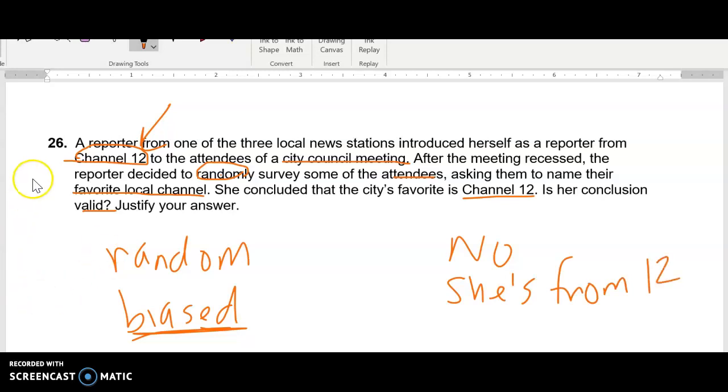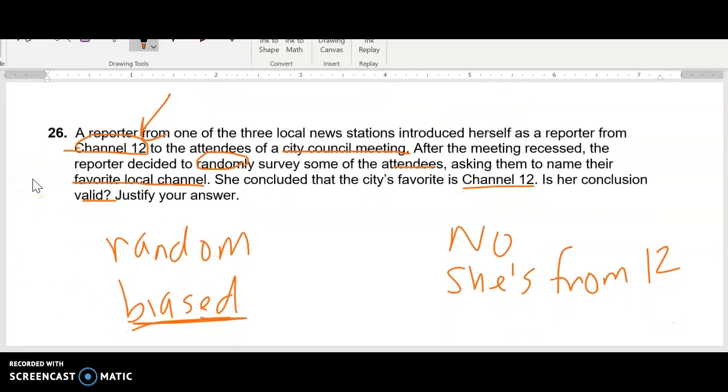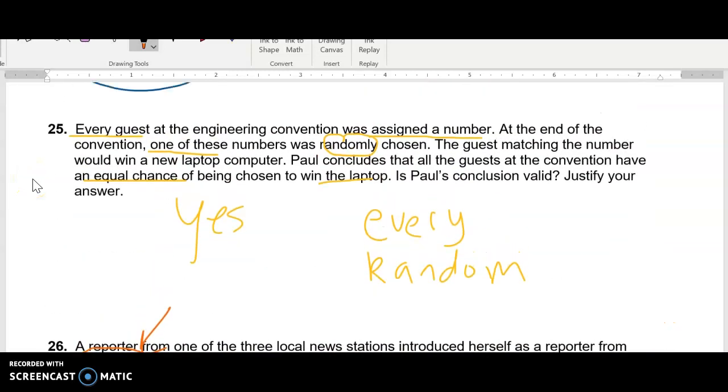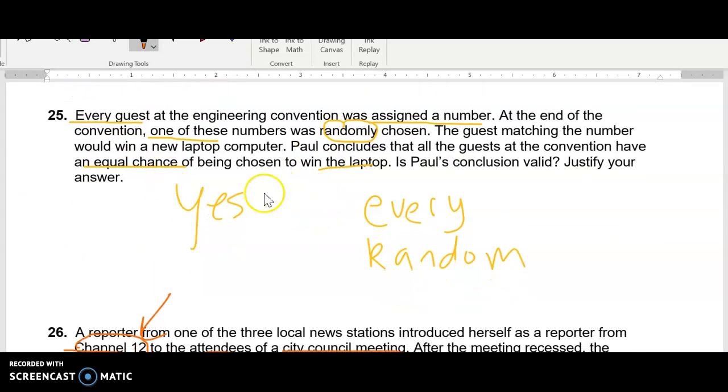And that concludes your review. When you are answering questions about random and valid conclusions, make sure everybody is involved and the questions are asked to people and the population is picked to be random.